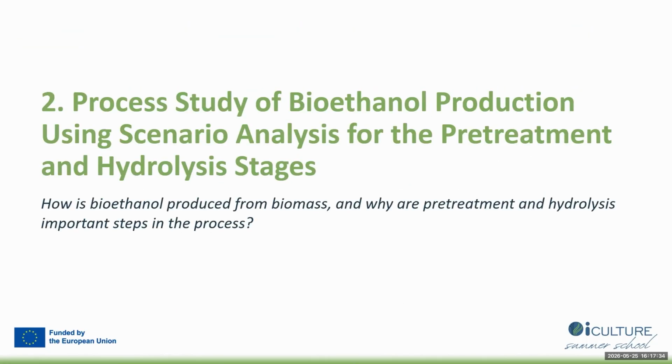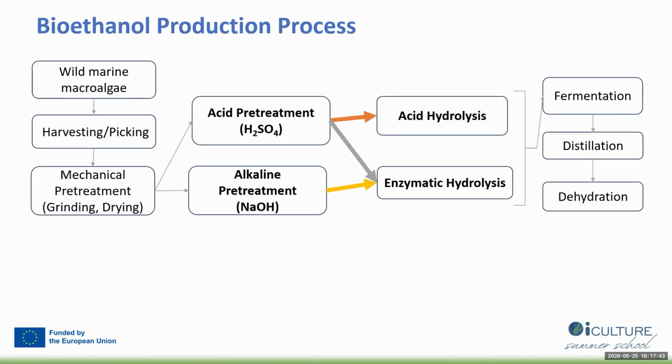With those raw material benefits in mind, let's examine how we actually transform this biomass into fuel. The production of bioethanol systematically moves through these foundational stages. It begins with harvesting, followed by mechanical pretreatments, meaning drying and grinding. Next is the chemical pretreatment phase, which disrupts the cell wall and breaks down the complex polysaccharide structures.